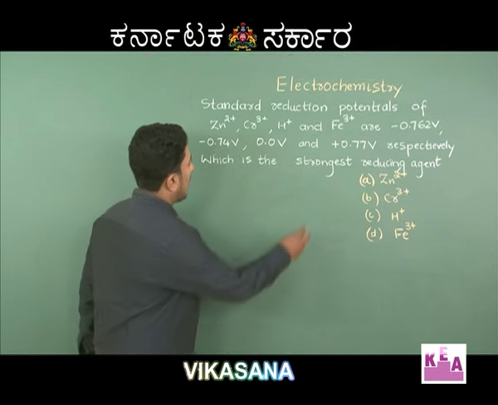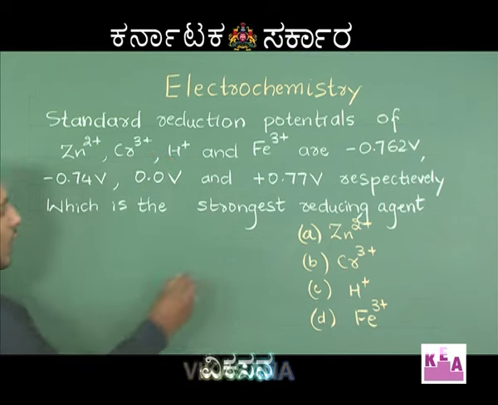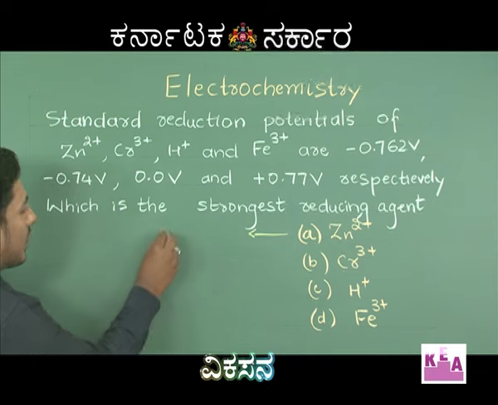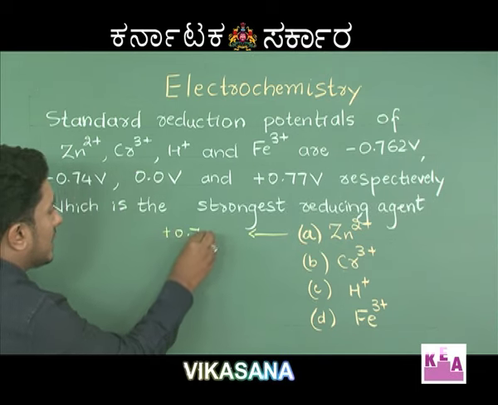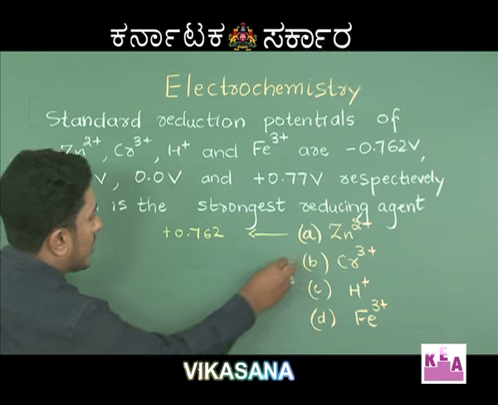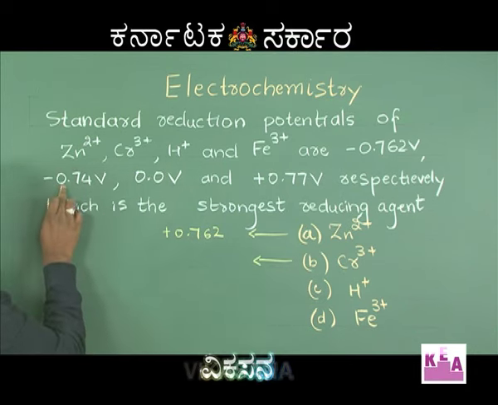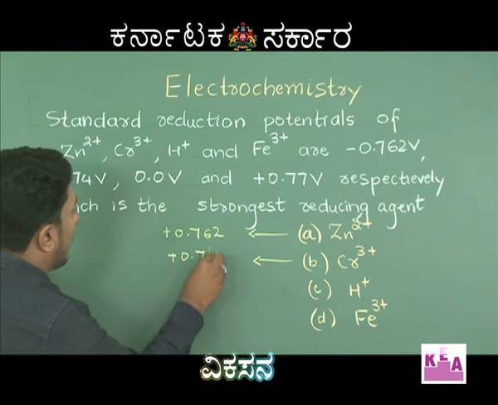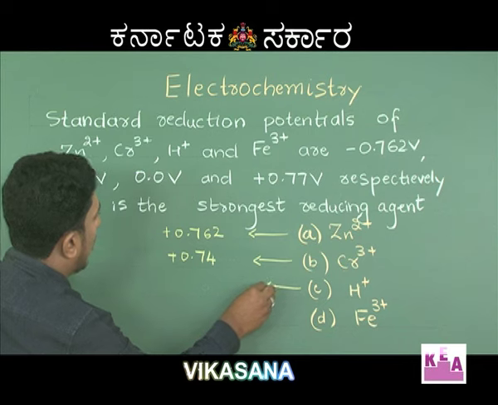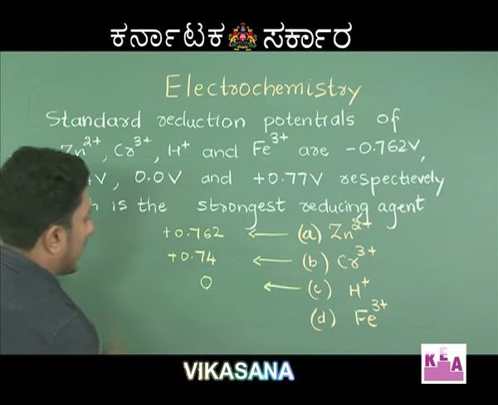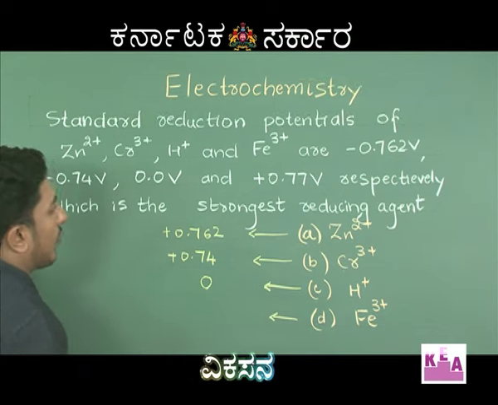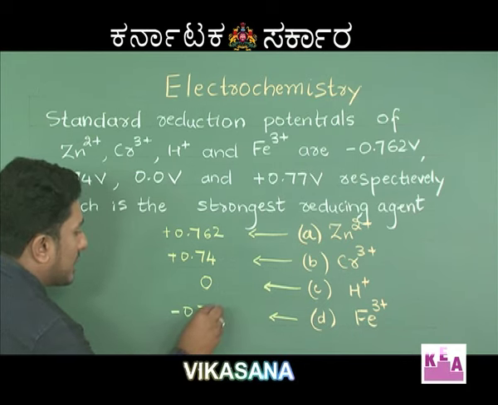For example, Zn plus 2 has a reduction potential of minus 0.762 volt, hence its oxidation potential will be plus 0.762 volt. Reduction potential of chromium is minus 0.74 volt, hence its oxidation potential will be plus 0.74 volt. Reduction potential of H plus is 0, so oxidation potential also will be 0. Reduction potential of Fe3 plus is plus 0.77 volt, hence its oxidation potential will be minus 0.77 volt.